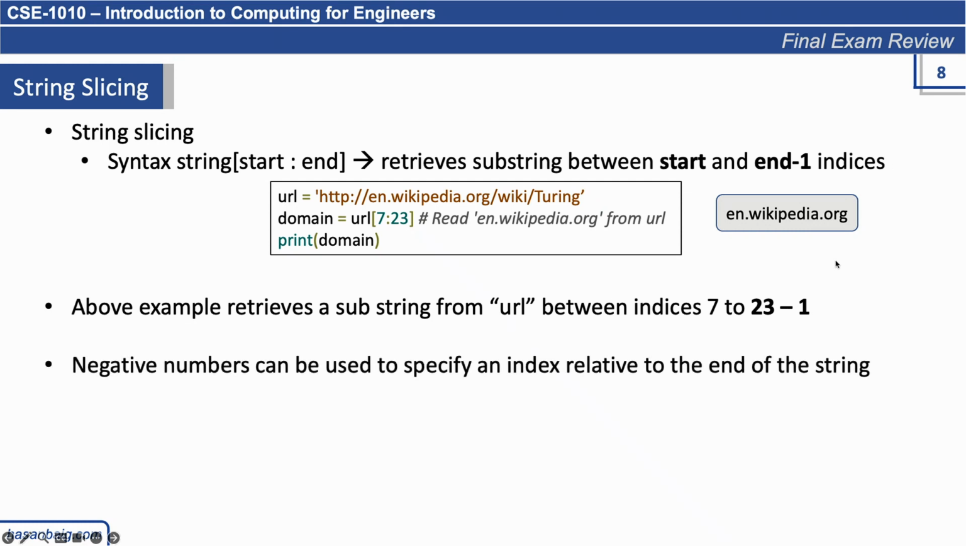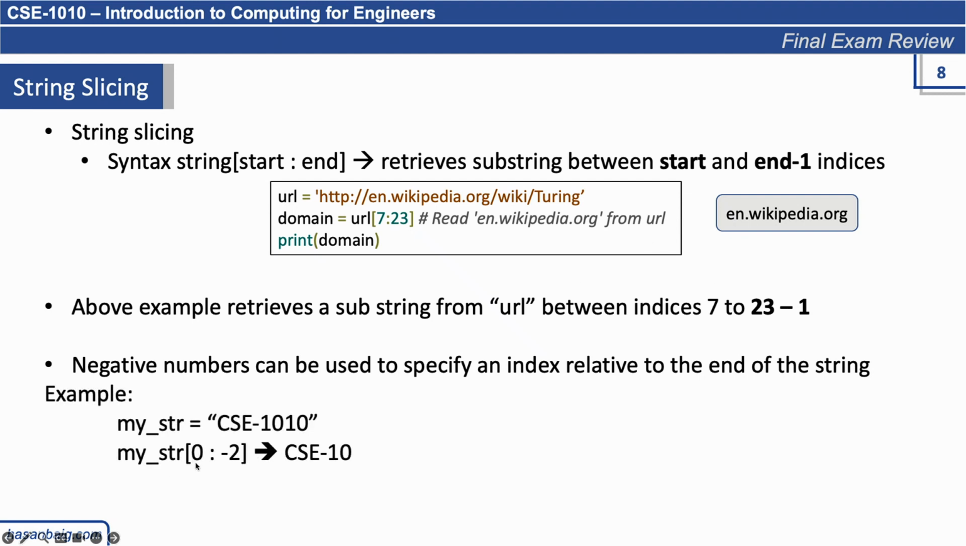We can also use negative numbers relative to the end of a string, like this. Once we specify starting from 0 colon minus 2, it means read the value until the second last character. The second last character is excluded. So minus 1 corresponds to the last character, and minus 2 corresponds to the second to last character. So these two last characters will not be included in the read string. Okay. Any question? We are just going through it.